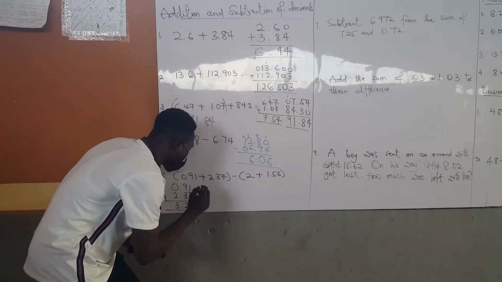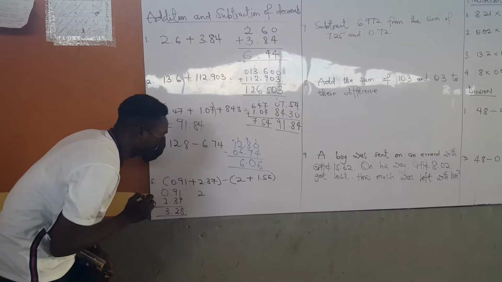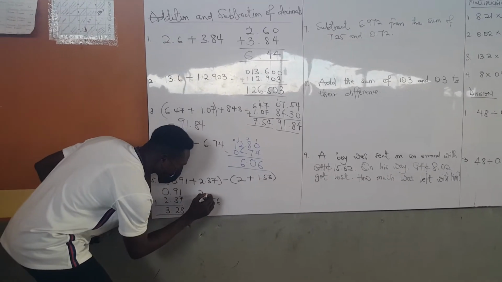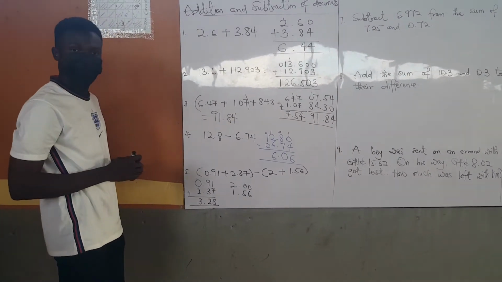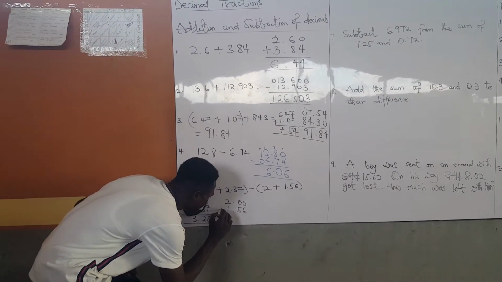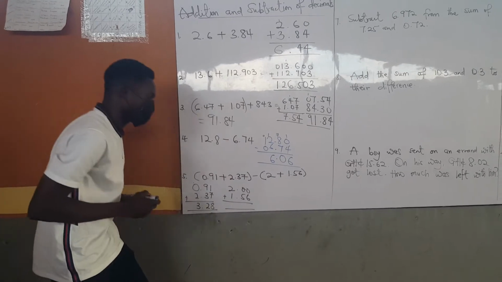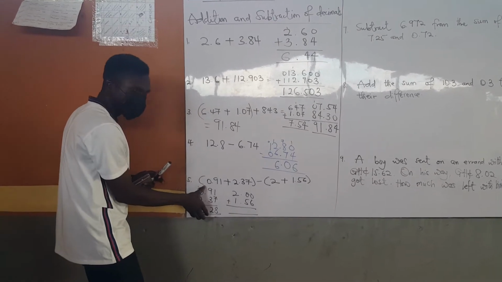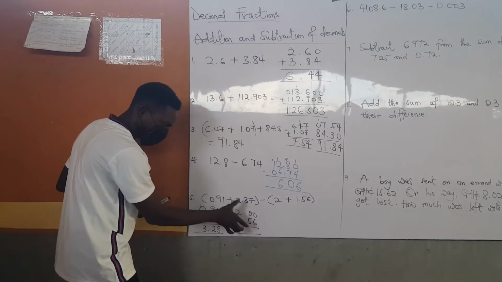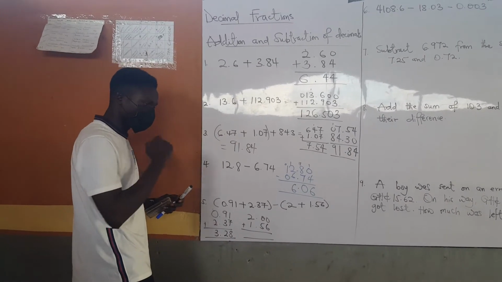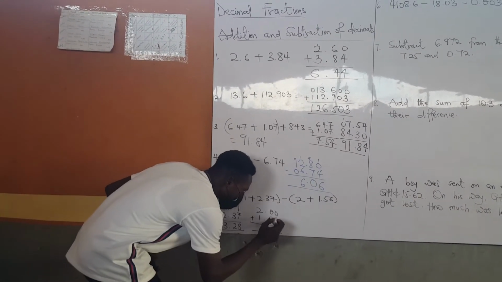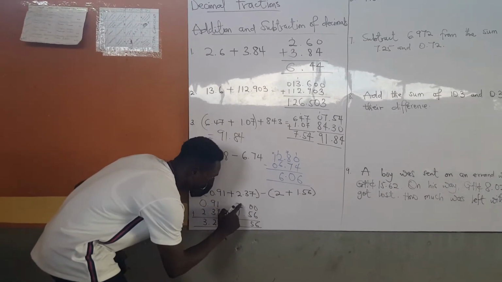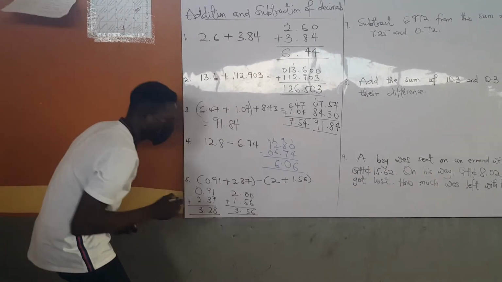Now let me solve for this one. I have 2 as my whole number, and I have here 1.56. So the decimal for 2 becomes 0. So what am I doing? I am adding. I've done the bracket for this one, and the bracket for this one, we are about to solve it. So 0 plus 6 is 6. 0 plus 5 is 5. 2 plus 1 is 3 point.